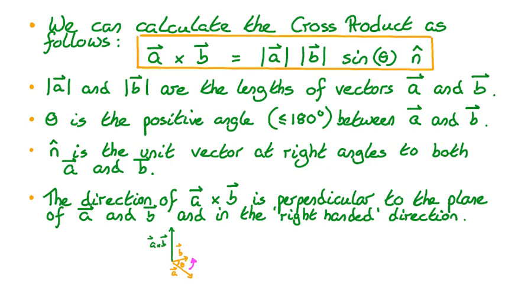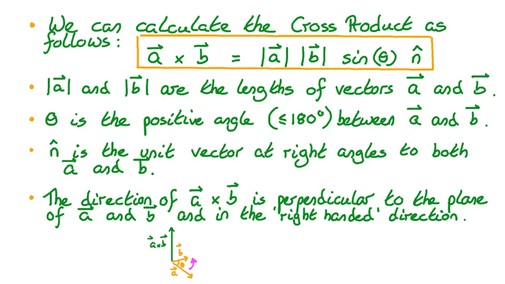We can therefore conclude that the cross product of vector A and vector B is equal to the length of vector A multiplied by the length of vector B multiplied by the sine of angle theta, which is the angle between the vectors. We then multiply this by the unit vector n so that it heads in the correct direction.